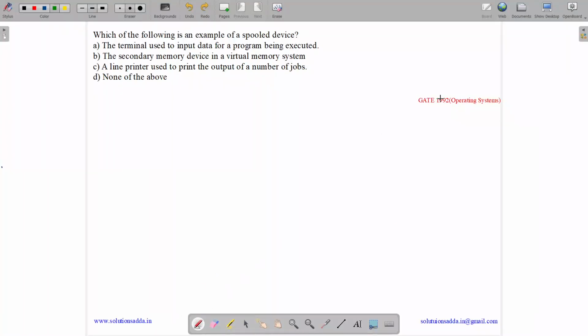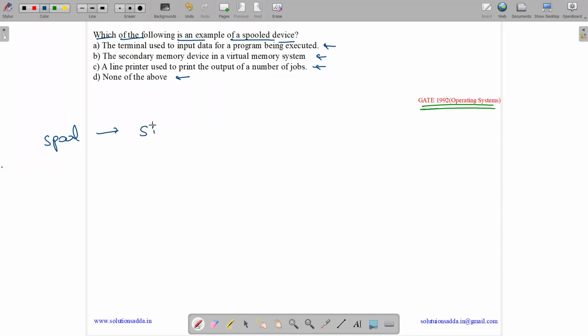This question belongs to the operating system subject and was asked in GATE CSE 1992. The question states, which one of the following is an example of a spool device? A terminal used to input data for a program being executed, a secondary memory device in a virtual memory system, a line printer used to print the output of a number of jobs, and none of the above. So what is a spool or spooling?